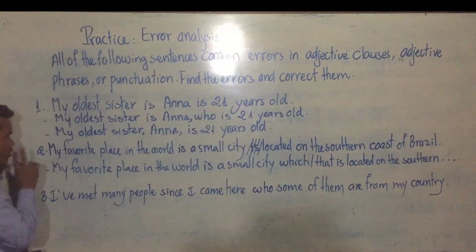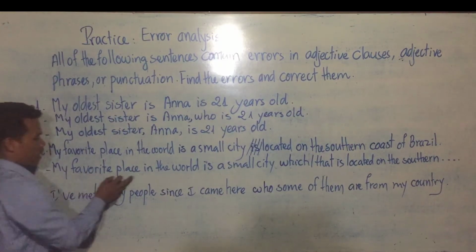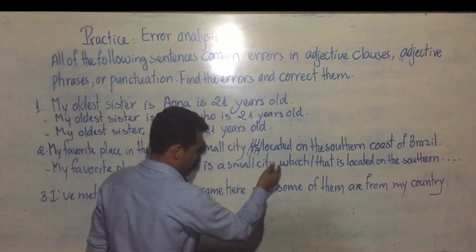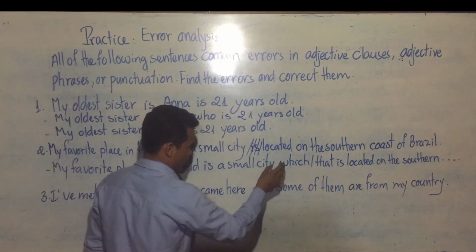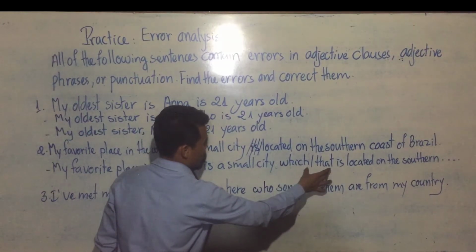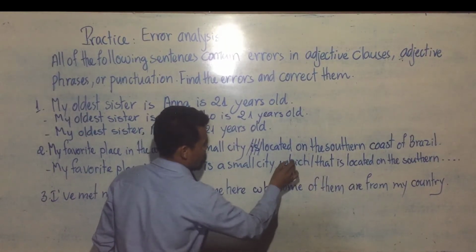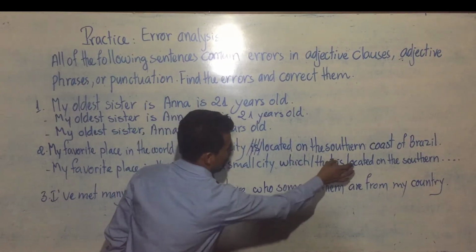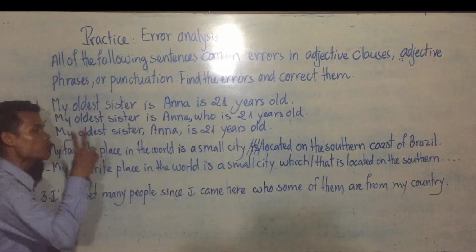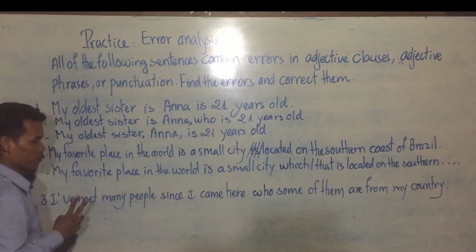For one more way, you can write like this: my favorite place in the world is a small city, because it is defining relative clause. That's why we can use which or that for things like this. Which or that here function as a subject. So we can write which or that is located on the southern coast of Brazil. We have two sentences too.